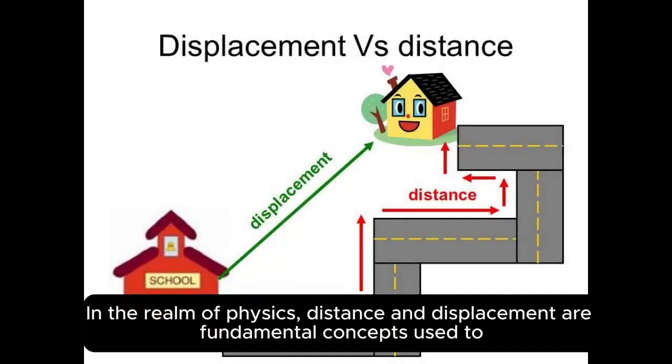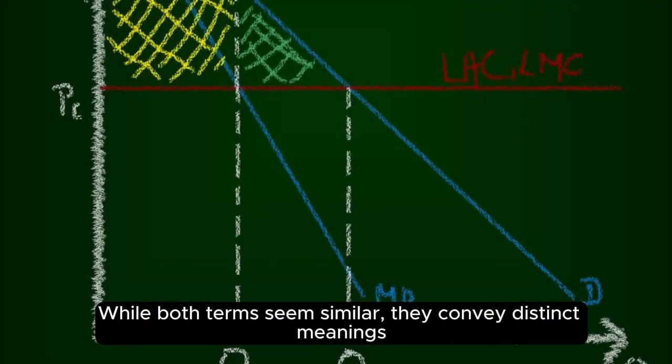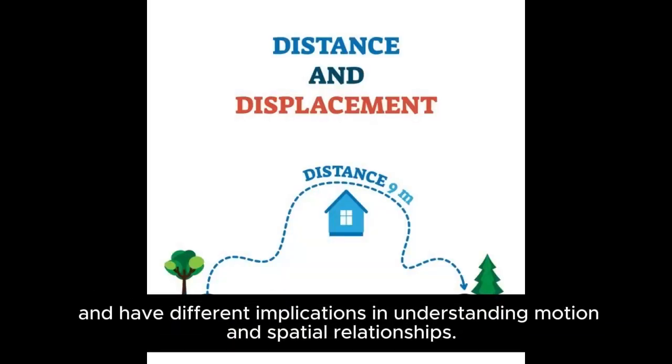In the realm of physics, distance and displacement are fundamental concepts used to describe the position change of an object relative to a reference point or frame of reference. While both terms seem similar, they convey distinct meanings and have different implications in understanding motion and spatial relationships.